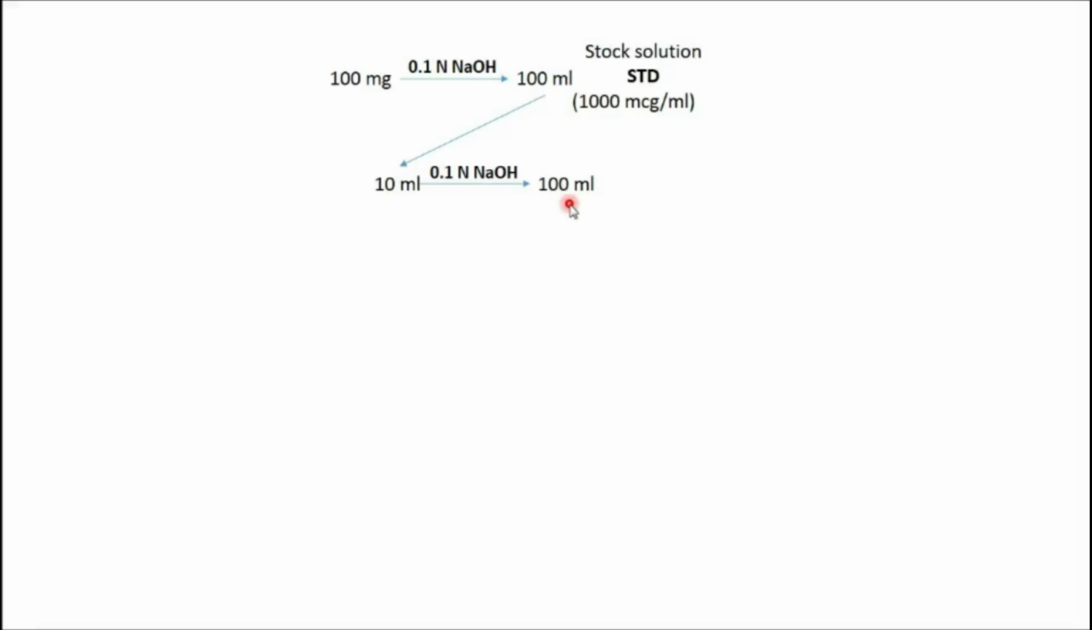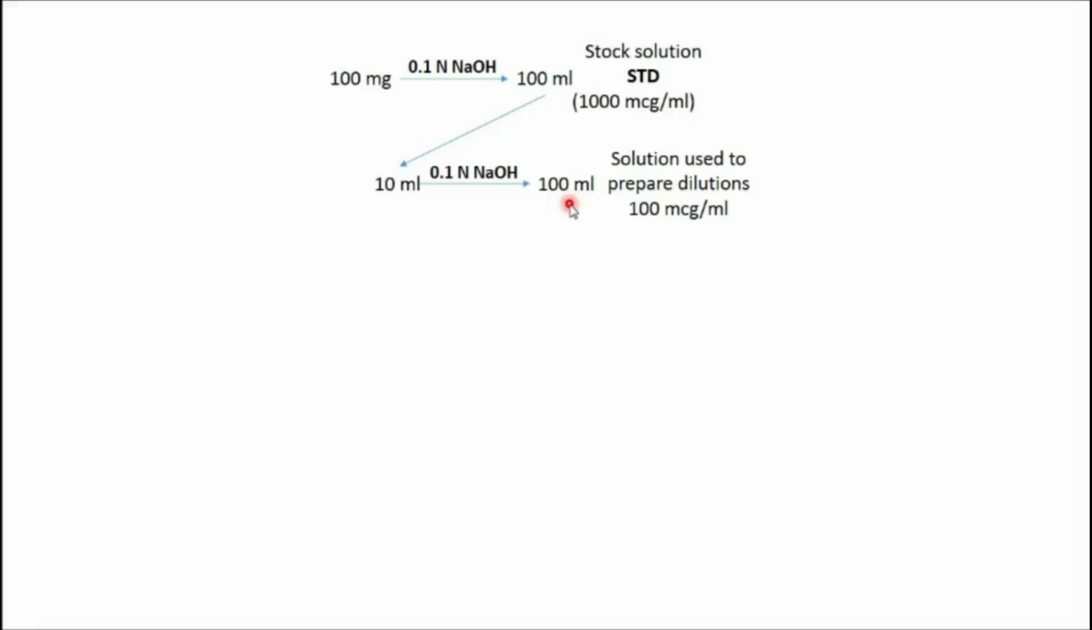Can you tell me concentration of this solution? You are diluting it 10 times, the concentration will decrease 10 times. So 1000 decreased 10 times will be 100 microgram per ml. This particular solution that you have prepared on your table will be used by you to prepare further dilutions. Okay, you are going to prepare further dilutions using this particular solution.